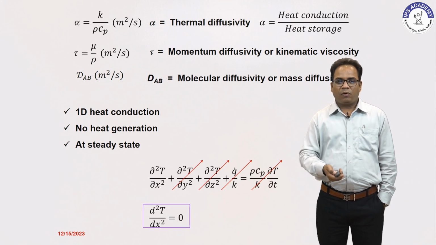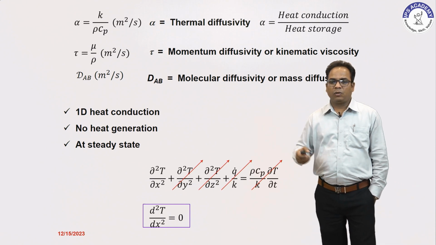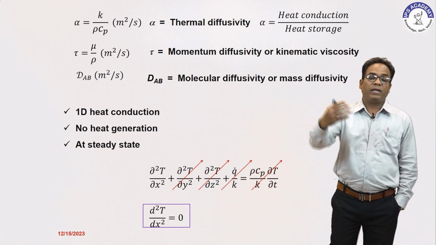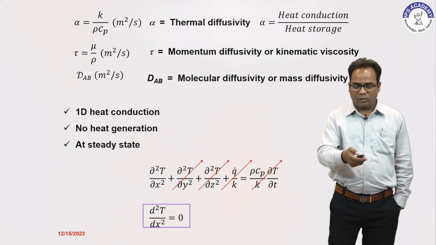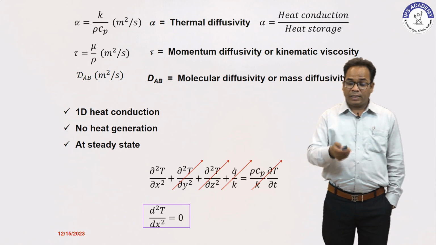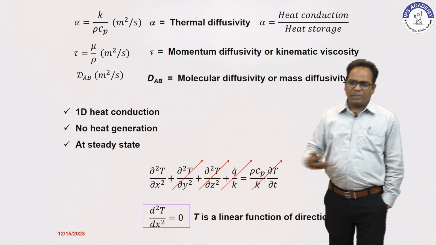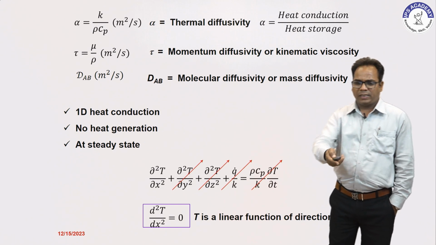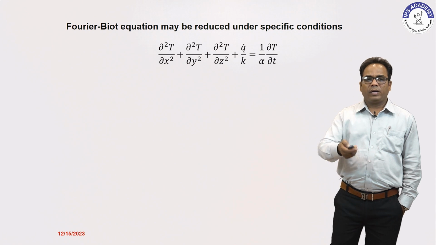So the simplest form of this equation is d square T upon dx square equal to 0. Because heat is flowing only in one direction, we drop the partial differential sign and use only the d sign, d square T upon dx square. So the temperature is a linear function of direction, we can say, but we have to prove that one. Okay, so this is the Fourier.